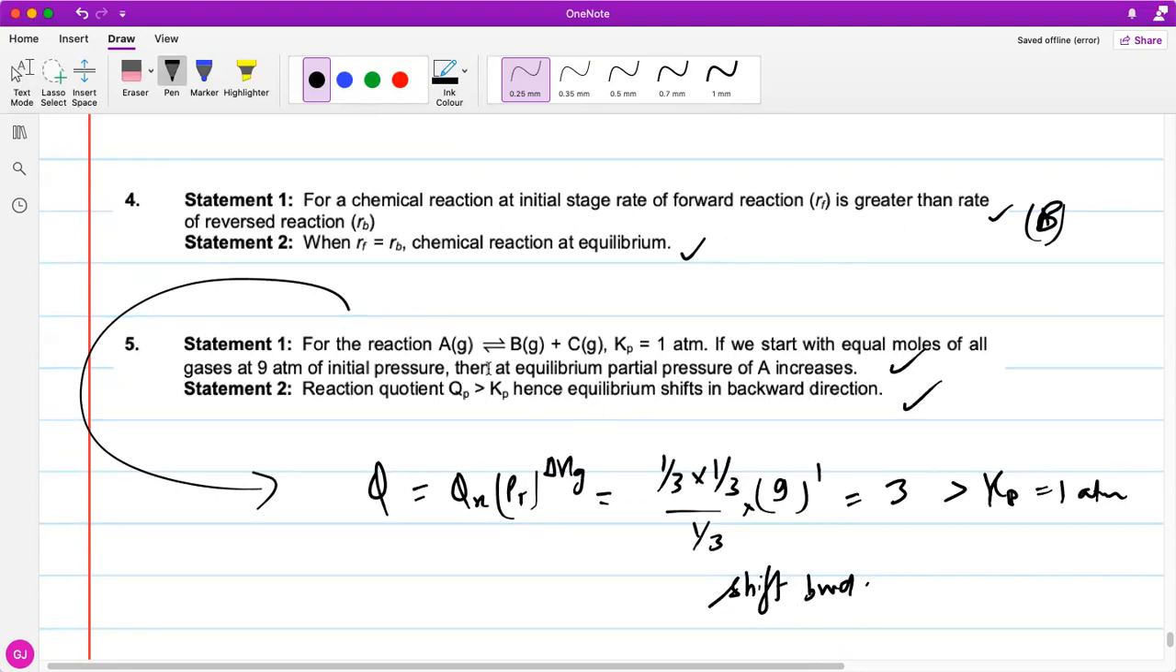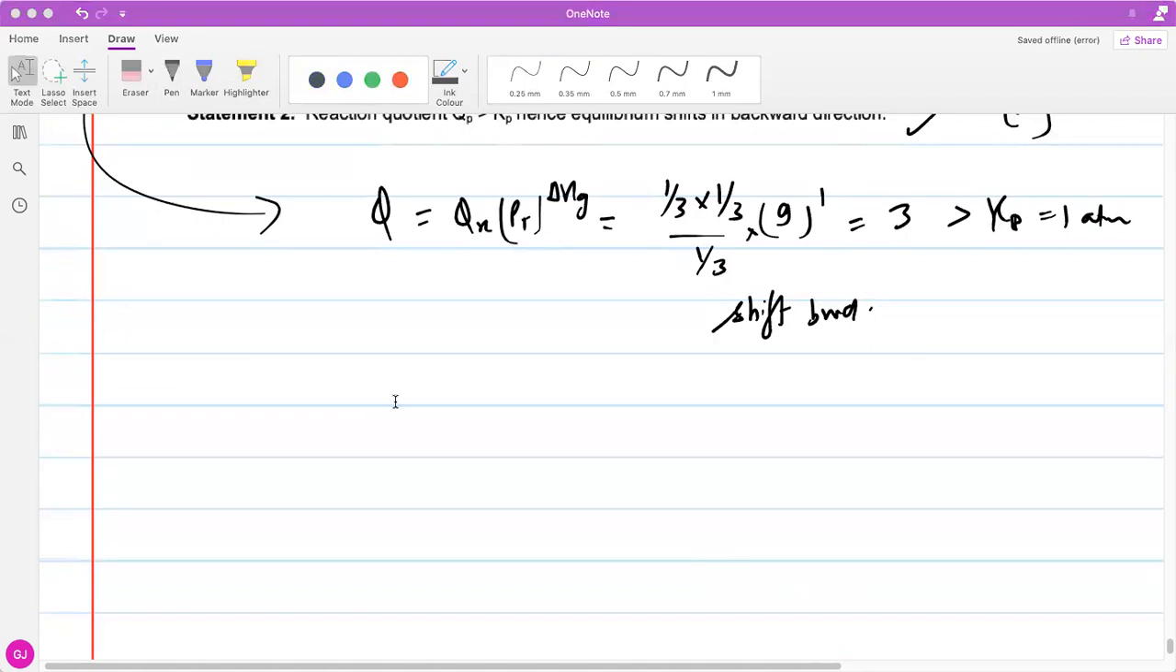That is what we used to understand the statement 1 as well. So both the statements are correct, and the second statement is a logical explanation for the first statement as well.